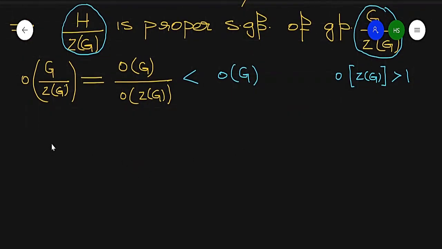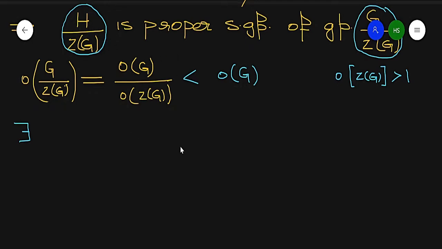Then it means we can find some element, so there exists an element which belongs to G by Z(G), but which does not belong to H by Z(G).